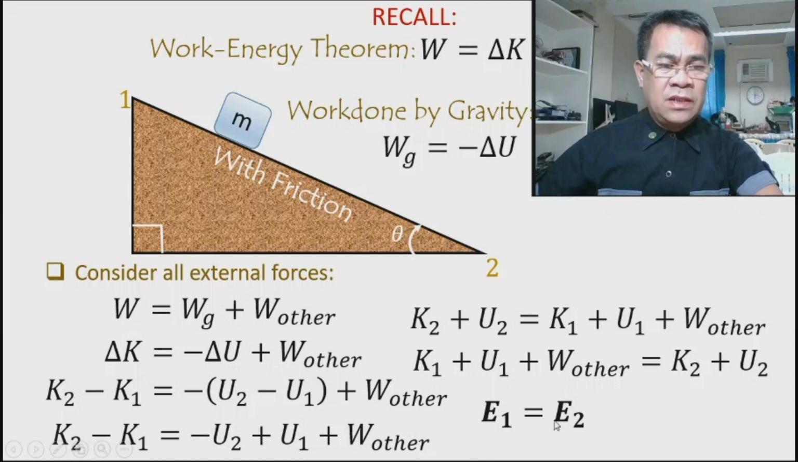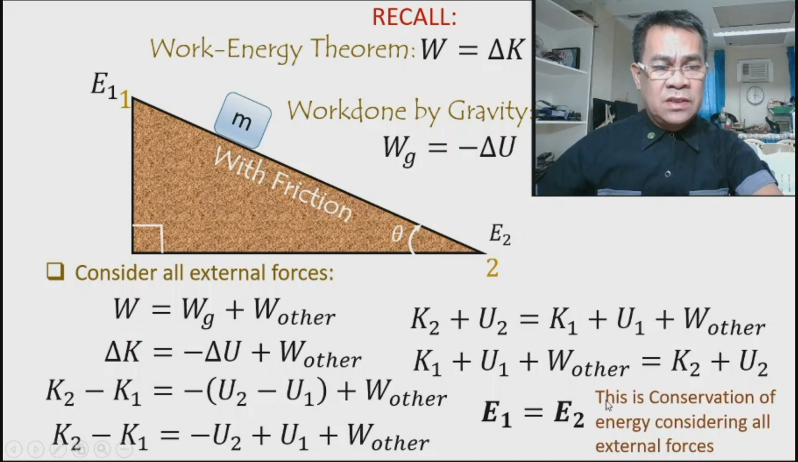So E1 is equal to E2. Again, this is the conservation of energy, where E1 is the initial and E2 is the final energy. So again, this is the conservation of energy considering all external forces, and all external forces are found in the work done by the other.